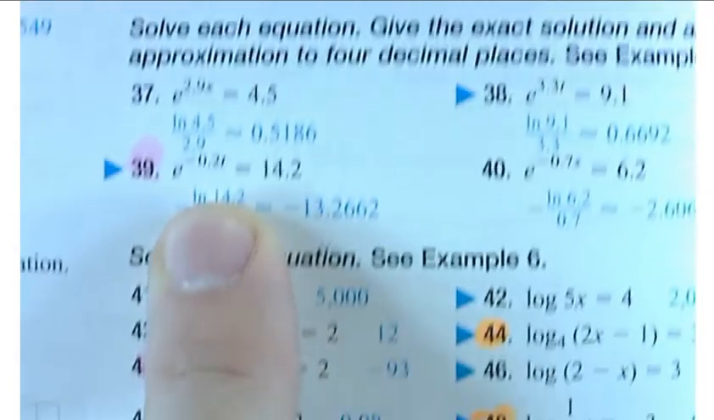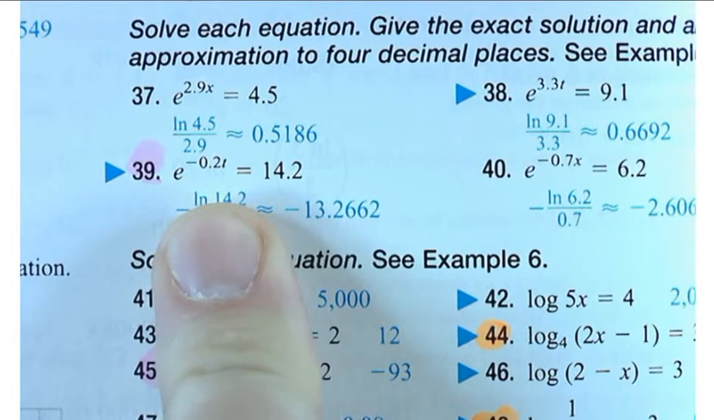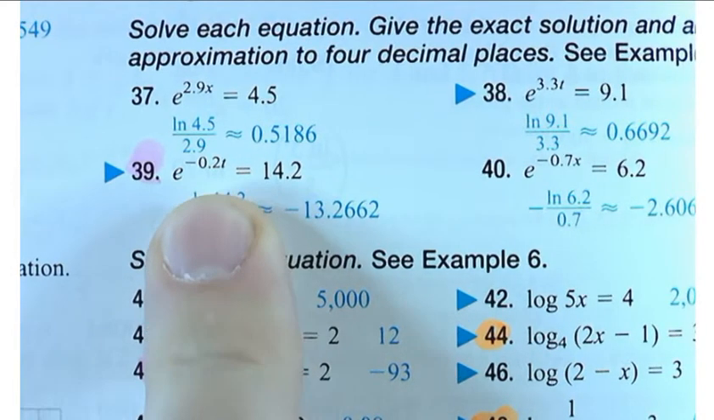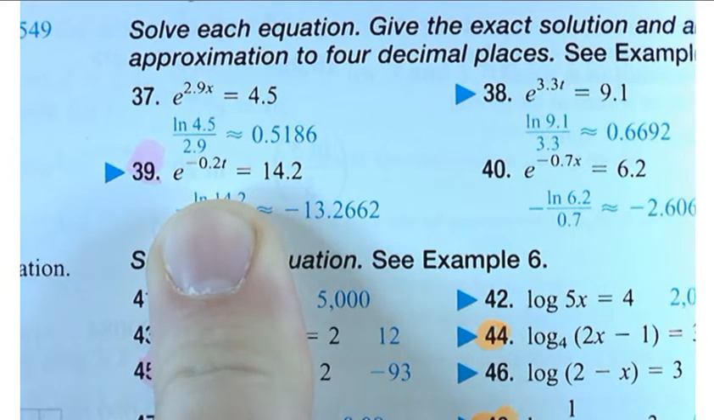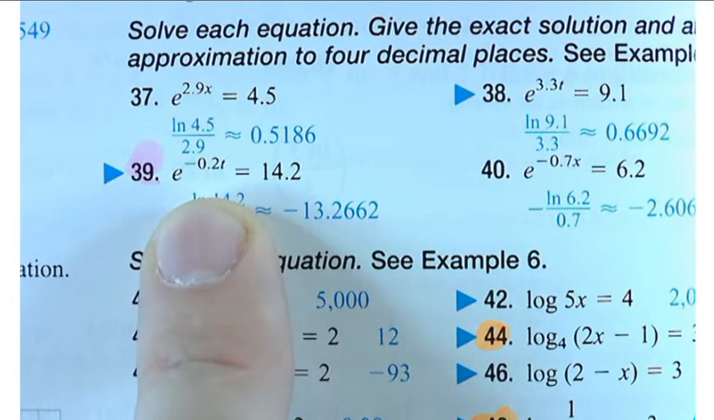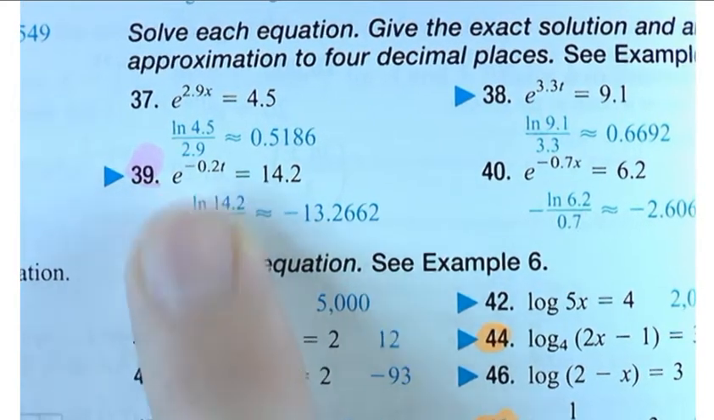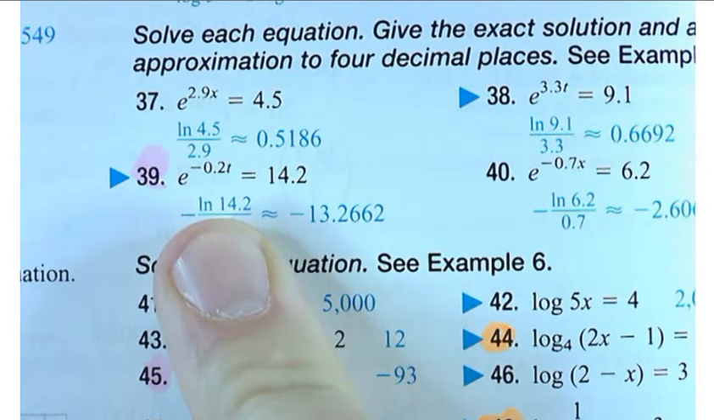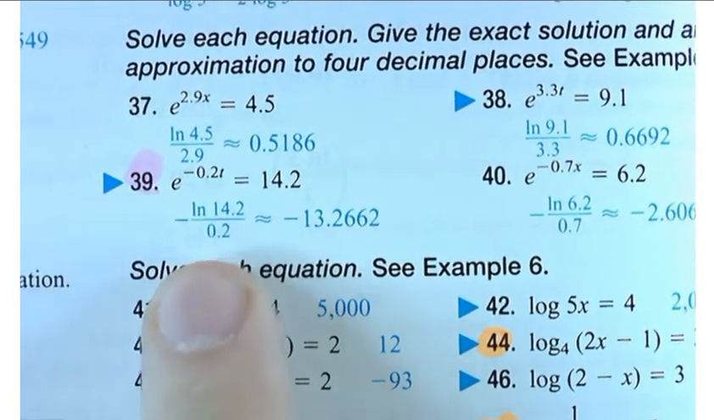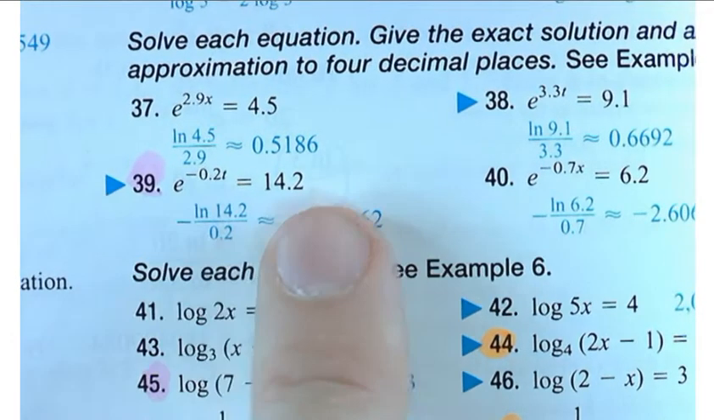Problem 39 is similar in as much as it's an exponential equation. You'd probably want to start by taking the log base e on both sides. Now, what's the notation for log base e? ln. So if I take the ln on both sides, then on the left-hand side, I'll just end up with the exponent, negative 0.2t, and then divide by that negative 0.2 and finish solving here. So a quick solution.